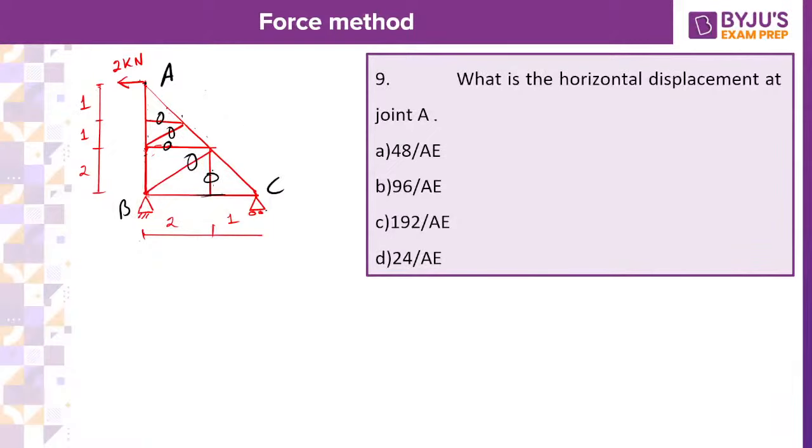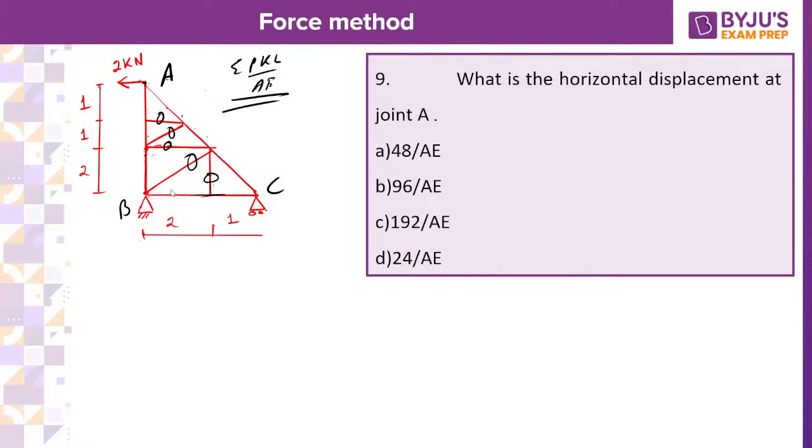Now if you are applying the unit load method, what will you do here? As I told you, summation of PKL by AE. That's all. If you remember, in the morning only I told you PKL by AE. Then horizontal displacement at joint A is asked. How will you calculate? First of all, due to the external loading, calculate the member forces you are going to get: P of AB, P of AC and P of BC. For that, you have to apply the joint method analysis.